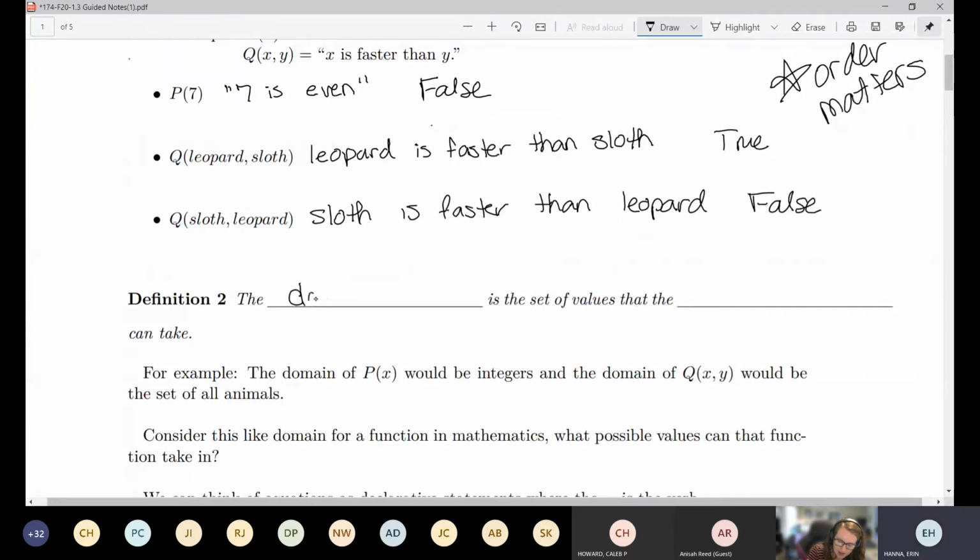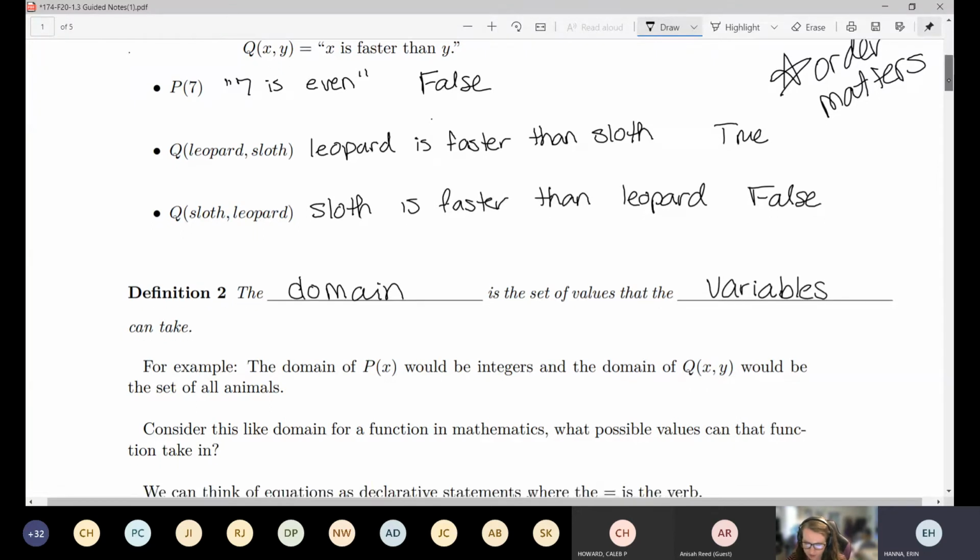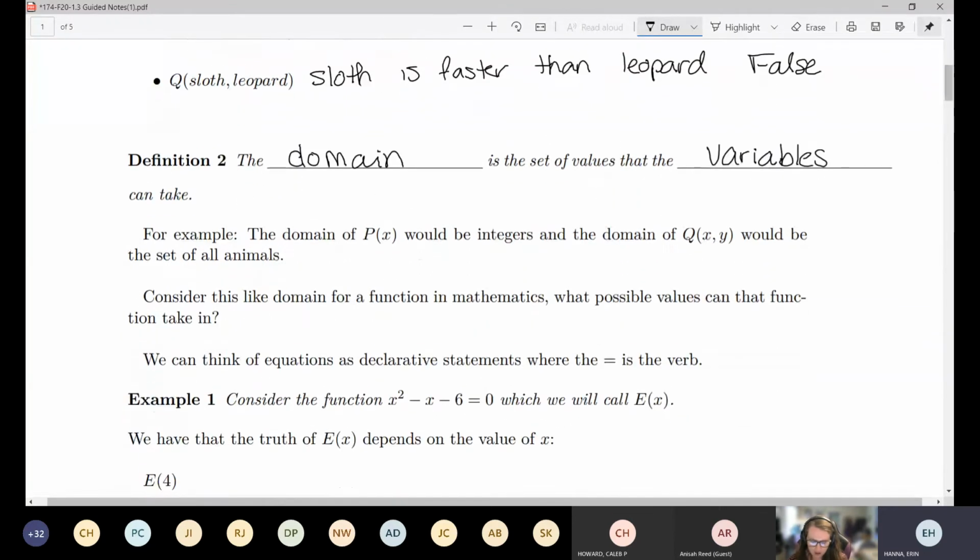We're going to say that the domain is the set of all values that the variables can take. Essentially, just like in general math, the domain is all the things that you're able to put in there. So for example, the domain of P(x) above would be all integers, and the domain of Q(x,y) would be the set of all animals. So again, this works exactly like math. What values are you allowing those variables to take on?